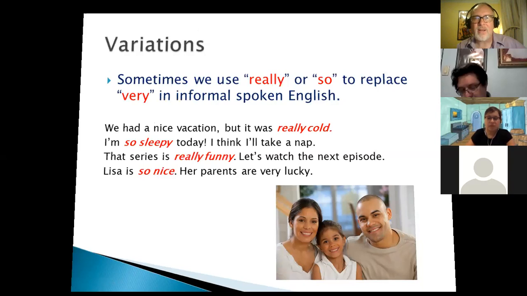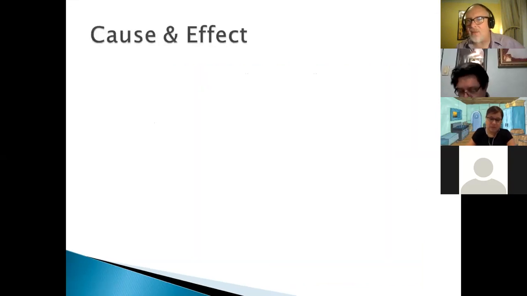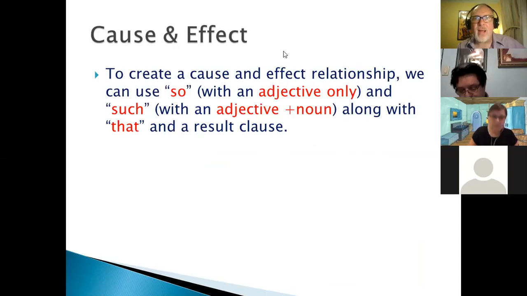All right, now we get to the part of the lesson that was in the video that I sent you. Cause and effect, so and such, right? To create a cause and effect relationship, we can use so with an adjective only, or such with an adjective and noun, along with that and a result clause. Let's show you what I mean.